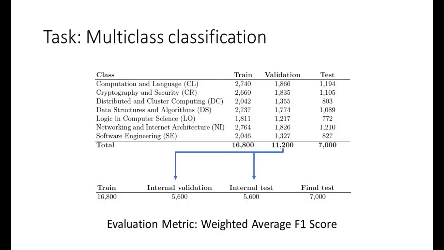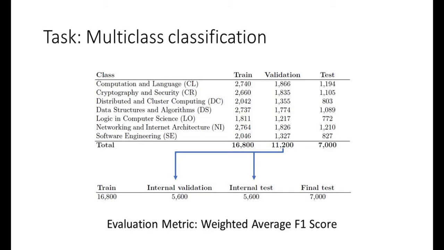To start with the task description, the task is about, given an abstract of a scholarly article, we want to classify it into one of 7 classes or labels as shown in the table.